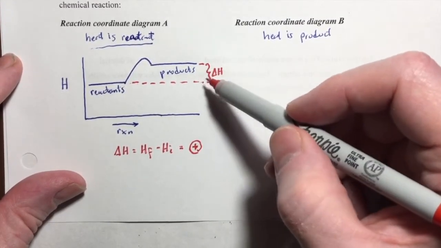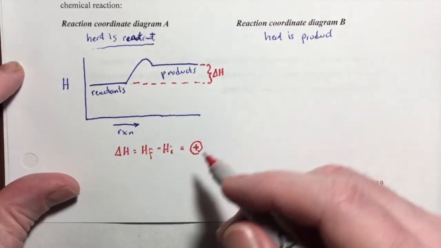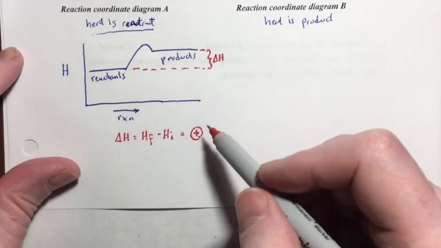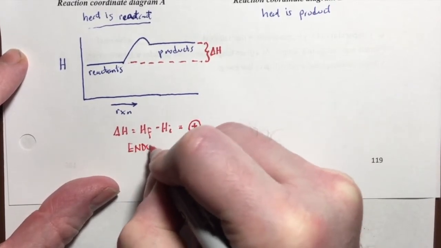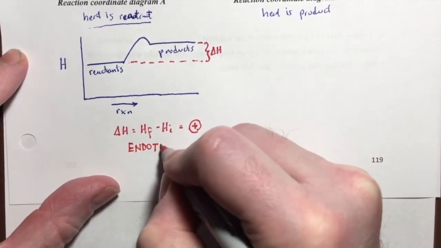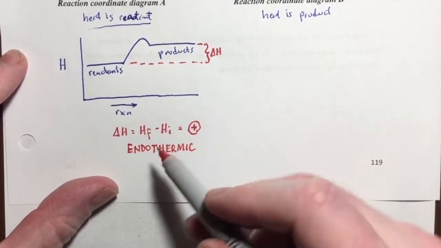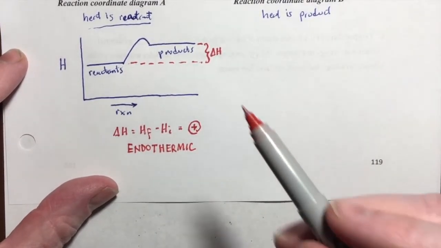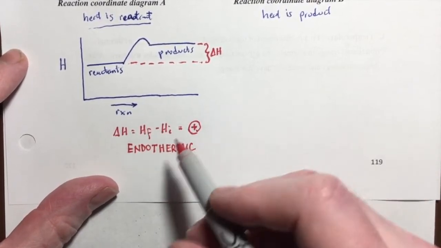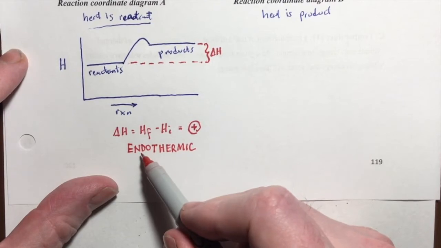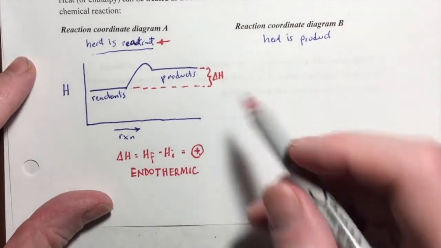Overall, we have increased the enthalpy of this system. Heat is a reactant. Well, when heat is a reactant and the delta H for the reaction is positive, we have a term for that, and we call it endothermic, E-N-D-O-thermic. Endo means going into. So that means endo, into, thermic, heat. So heat is going into the system. Heat is a reactant. It is being added to the system.